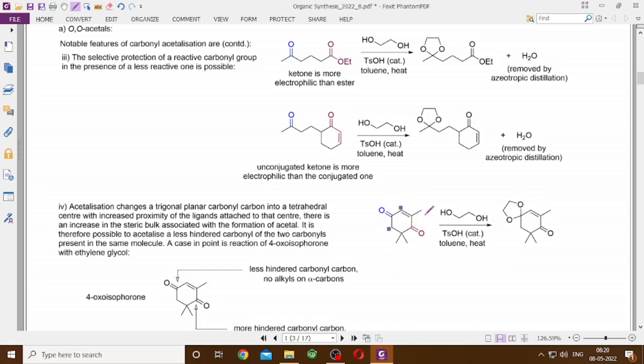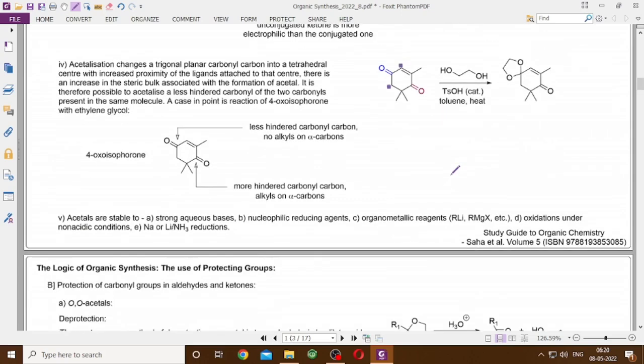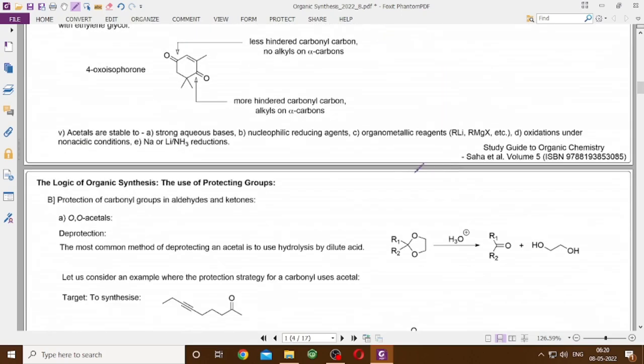It is the blue carbonyl which gets acetalized because of less steric hindrance compared to the magenta one, whose alpha position alkyl group makes nucleophilic addition sterically very unfavorable. So all these things you can do. So what sort of protections do the acetals offer?